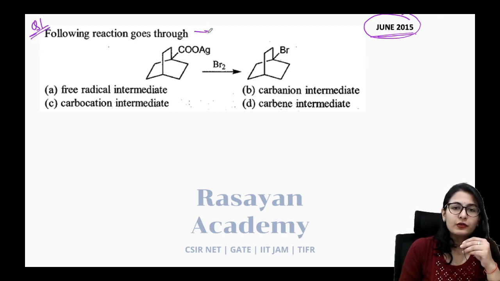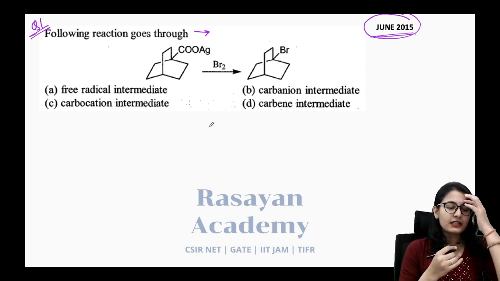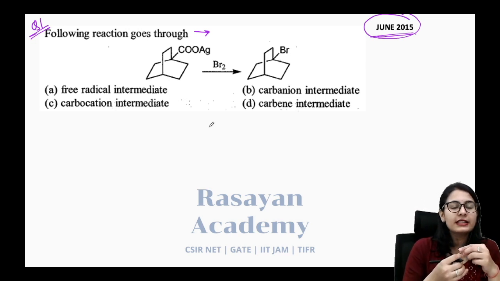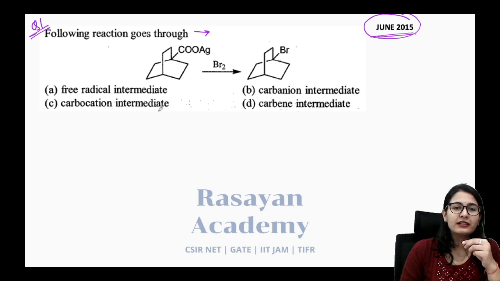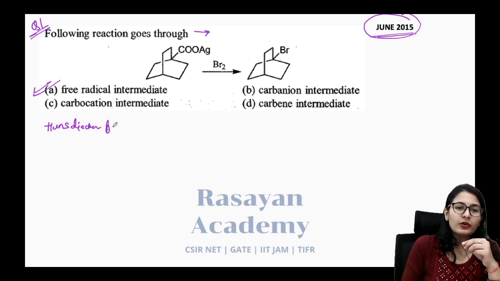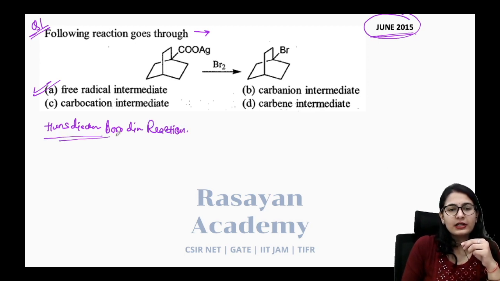The question is: the following reaction goes through a free radical intermediate. This is another very simple name reaction. I hope that you identify this reaction. The name of this reaction is Hunsdiecker-Borodin reaction. Although this reaction is asked in lower levels, usually in the CSIR NET, it has been asked in June 2015 only, not later than that.